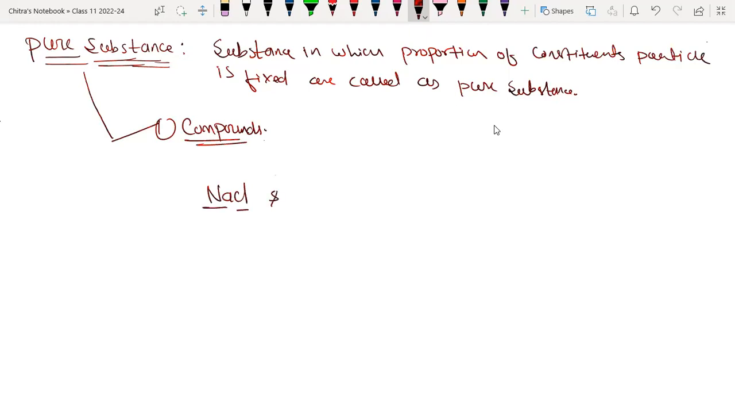If you are taking glucose, C6H12O6, again here the constituent particles, carbon, hydrogen and oxygen, are fixed. Suppose one glucose is formed from sugar and another glucose is formed in a laboratory. We have various sources of glucose, but their constituent particle proportion is fixed.